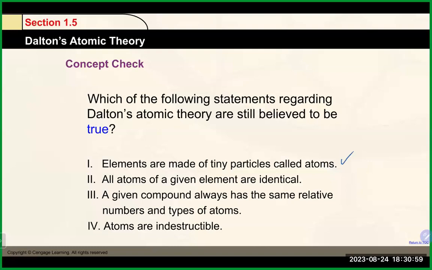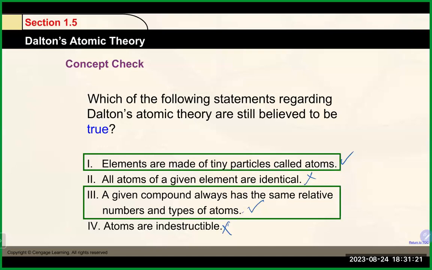Second one, all atoms of a given element are identical. Is that true? That's not true. A given compound always has the same relative numbers and types of atoms. That is true. And atoms are indestructible. Not so true in that case. So it looks like in this case, 1 and 3 look like the winners, I think.